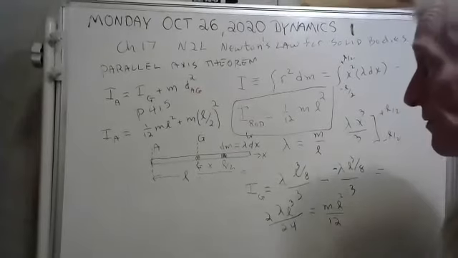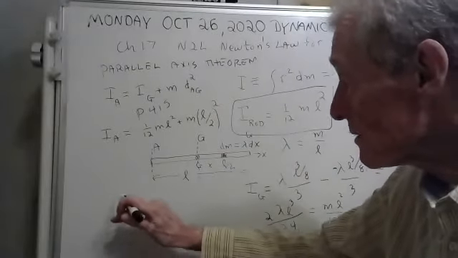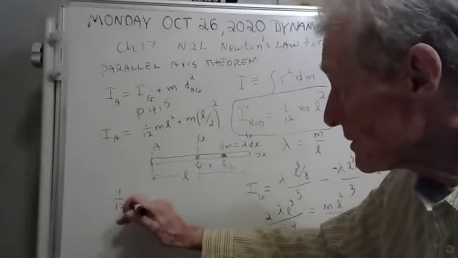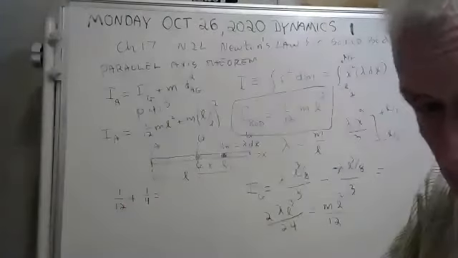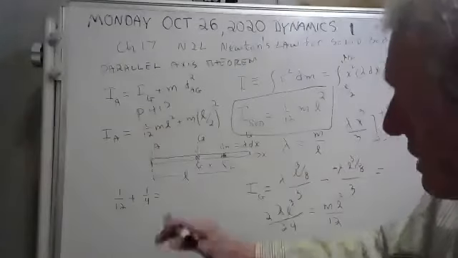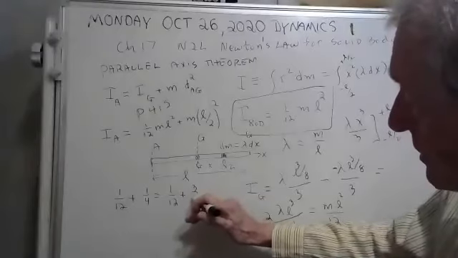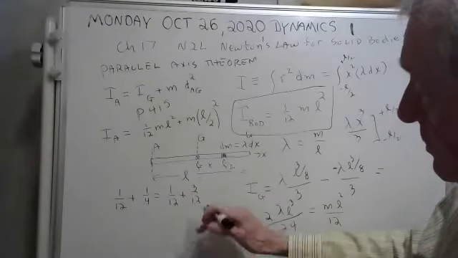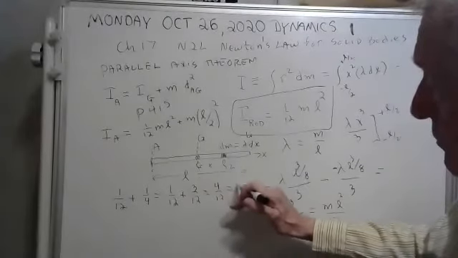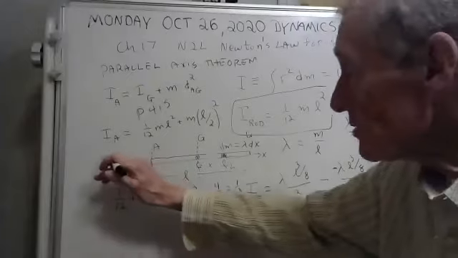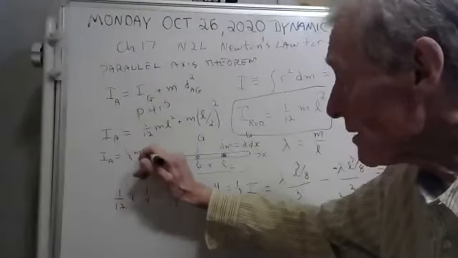Well, what's a 12th plus 1/4? We need to go back to about 5th grade to do that. Now, this is what my teacher taught me many years ago. You have to make common denominators, right? Does that make that 3/12? I think it does. So you get 4/12. Well, what's that? That's a third, isn't it? So the moment about that end there turns out to be 1/3 ml squared.